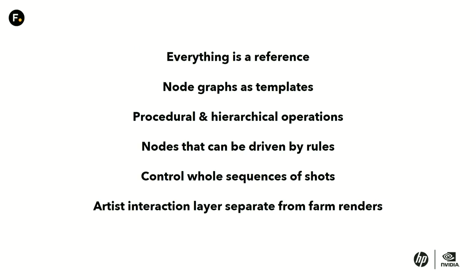And a few things to keep in mind. In Katana, everything is a reference. Unless you're actually adding primitives and things like that, there really isn't any geometry contributed by Katana itself. Obviously, lights come from Katana. The node graph functions as a template. There are ways that you use it that allow for procedural and hierarchical operations. Nodes can be driven by rules. You start combining all this together, and you start getting all the right pieces, which means that you can control whole sequences of shots. And with that comes the idea that you can have an artist layer of interaction.